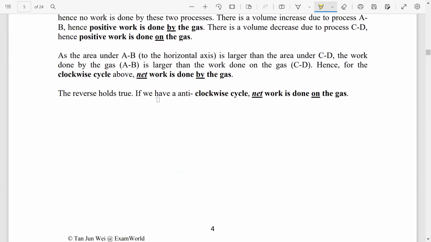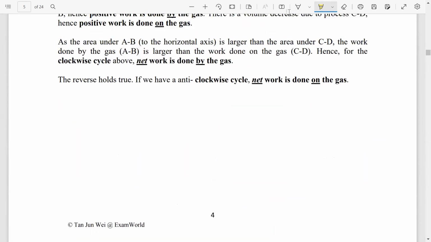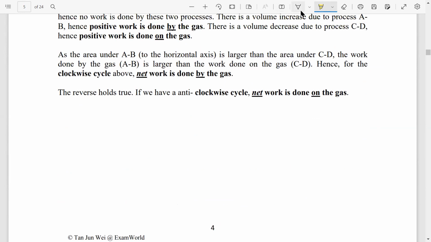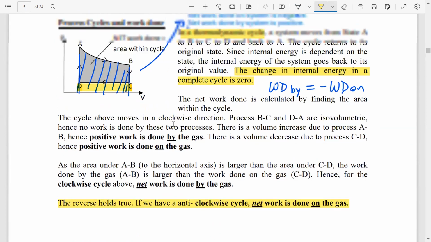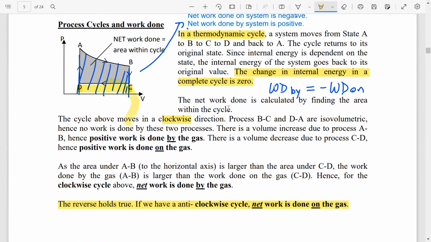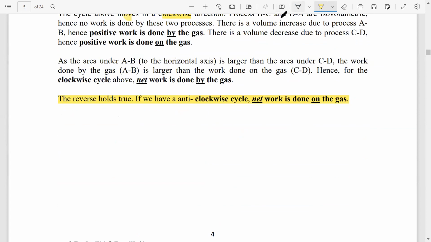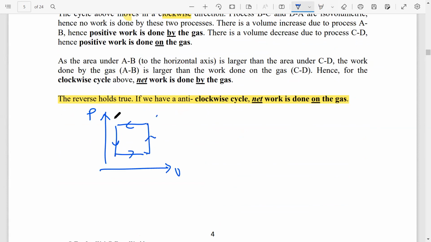Okay, how about the reverse? The reverse is where it will be an anti-clockwise cycle. Okay, so you can see that this is going to be a clockwise direction here. That's why this is what we calculate. Anti-clockwise cycle will be something like that. Again, this is a PV diagram. We'll be going this way, this way, this way, this way. Let's say A, B, C, D.